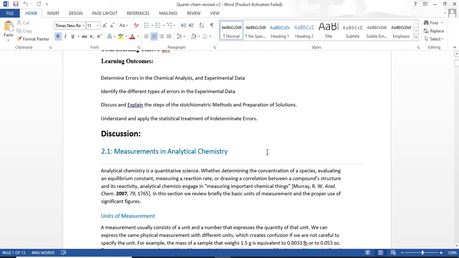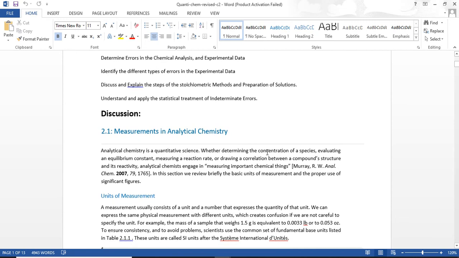So measurement in your analytical chemistry. Analytical chemistry is a quantitative science, whether determining the concentration of a species or evaluating an equilibrium constant, measuring reaction rates, also drawing your correlation between your compound structure kag also ang iyang reactivity. Okay, ang imong analytical chemistry engage in measuring important chemical things. In this section, we'll briefly review the basic units of your measurement and also the proper use of your significant figures. Now, let us focus on units of our measurement.